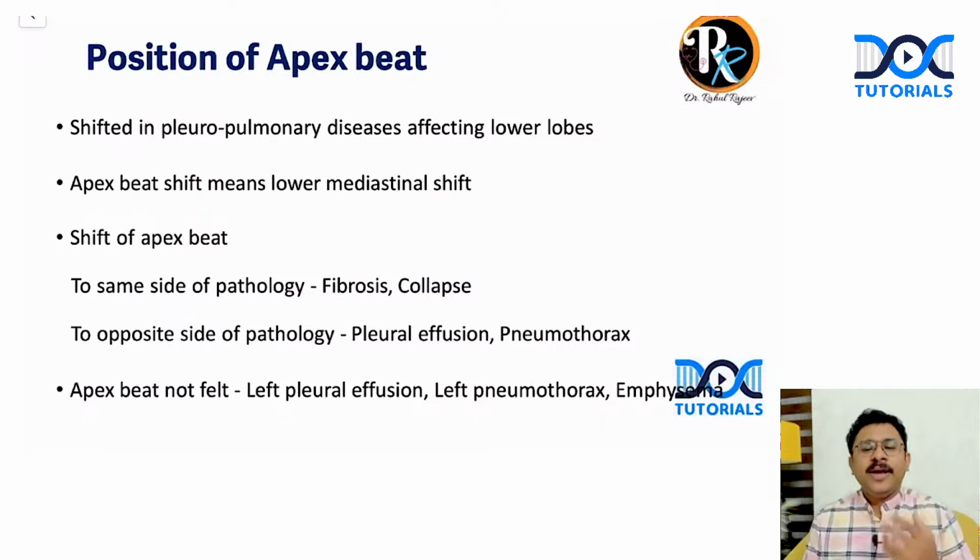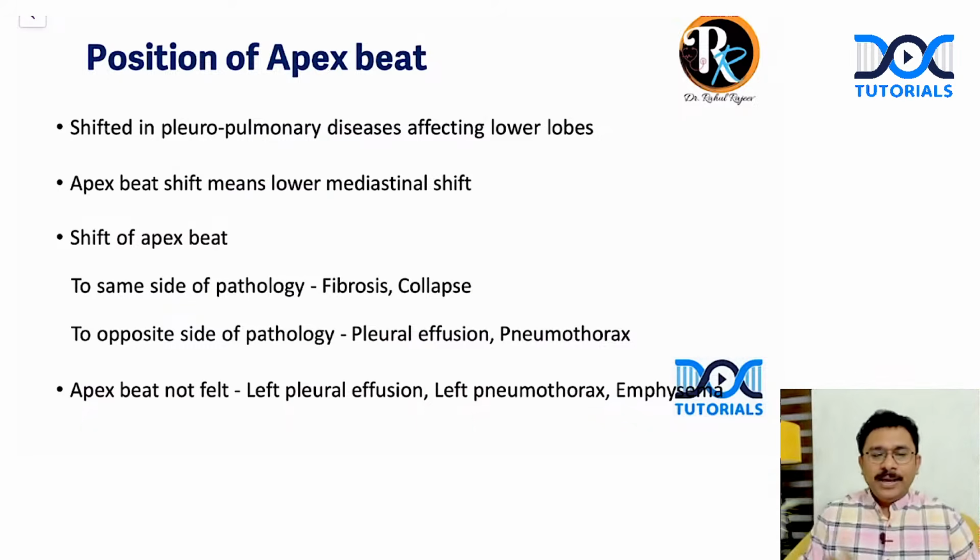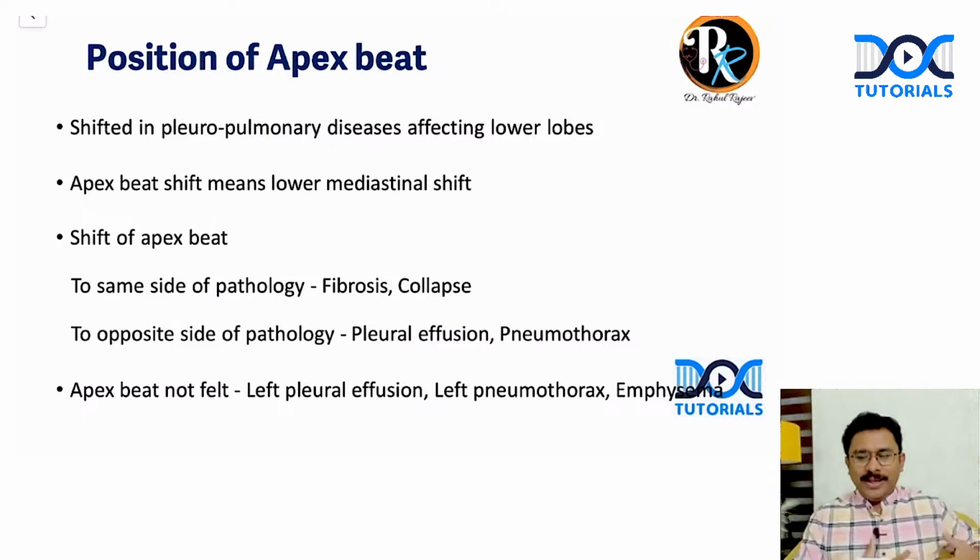Pulling lesion, what are they? Fibrosis, collapse. To the opposite side of pathology, pushing lesions, what are they? Pleural effusion, pneumothorax. Now in certain cases the apex beat may not be felt, as in case of maybe a left-sided pathology, that is where you get the apex beat.